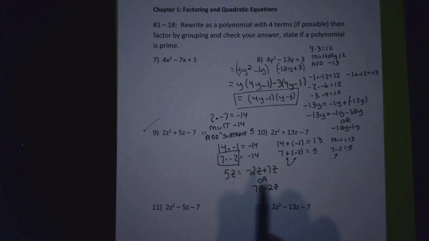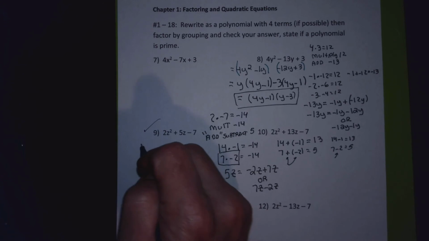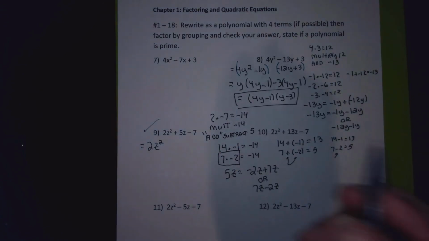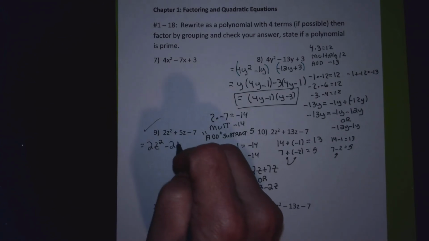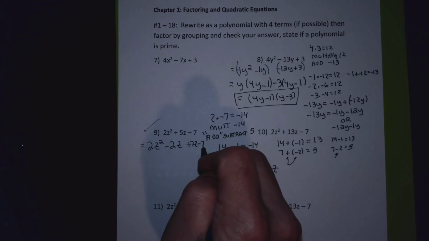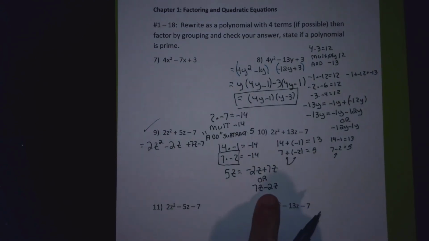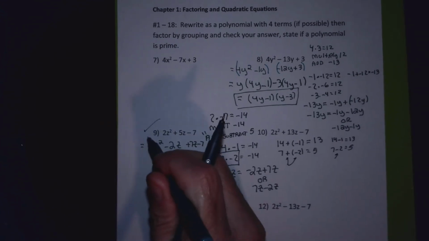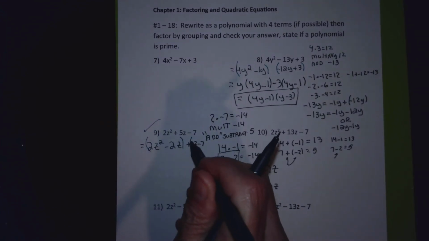If I have a positive and a negative that I'm splitting the middle term up into, I always write the negative first. So I'm going to rewrite the middle term with a minus 2z and a plus 7z minus 7. If you wrote it this opposite way, then you'd have to factor out a negative, which I don't care to do. So introduce my parentheses.